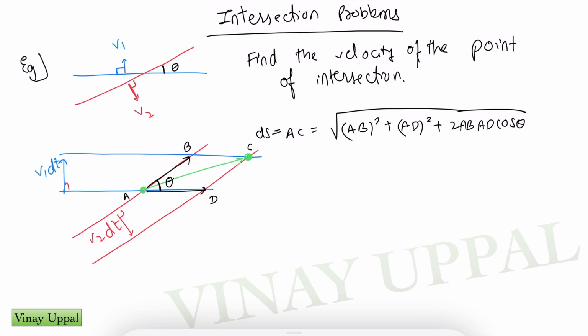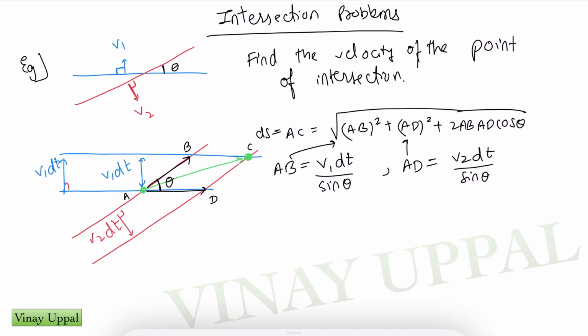Let me call it ds. So all I need to do is figure out AB and AD. Now that's very straightforward because this distance is v1 dt. So therefore if I look at this triangle, I can simply write AB as v1 dt divided by sine theta from this triangle. AB is the hypotenuse in that triangle, and similarly AD will also therefore be v2 dt divided by sine theta. Same logic, and all we have to do is substitute AB and AD here.